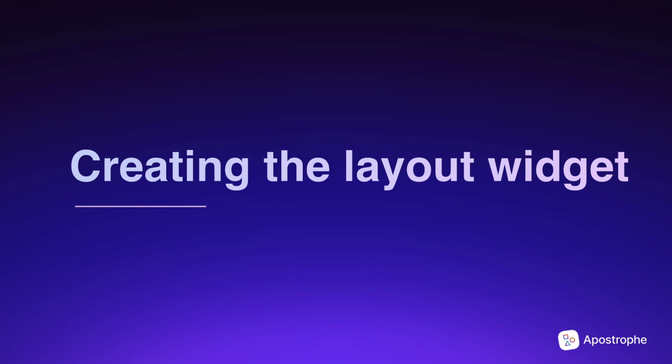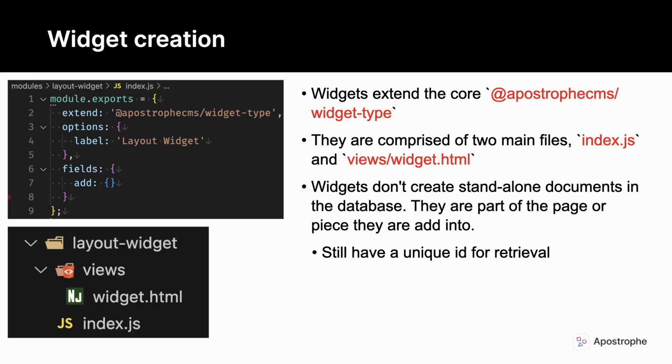Creating a new widget is much like creating a new page. A widget module extends the core @apostrophecms/widget-type module and requires two files, an index.js file and a views/widget.html file. The index file contains the content schema fields for collecting content from the user, as well as helper methods that can extend or alter that content. The widget.html file provides a template for generating the markup to display the content. This is like the page module index.js file and the views/page.html file.